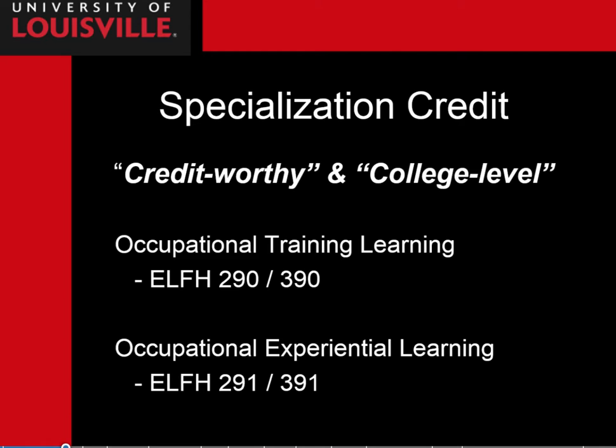ELFH 291 and ELFH 391 course numbers are used for learning you received via a supervisor or through self-study. This is learning that might result in licenses or certifications issued by professional and government agencies. This is the most difficult to verify and requires documents such as performance evaluations and supervisor letters. This is occupational experiential learning credit.